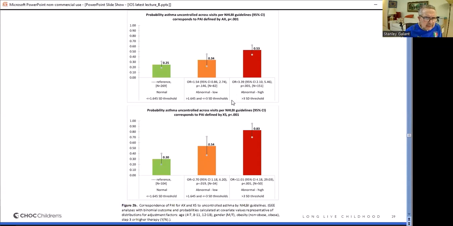Furthermore, we wondered whether the more peripheral airway impairment you had, would this increase the probability of uncontrolled asthma? And you can see patients with normal peripheral airways, patients that exceeded 1.645 standard deviations, and those that exceeded 3.5 standard deviations. You can see the more peripheral airway disease they had, the more likely, this is an 83% chance of having uncontrolled asthma. There's a direct linkage there.